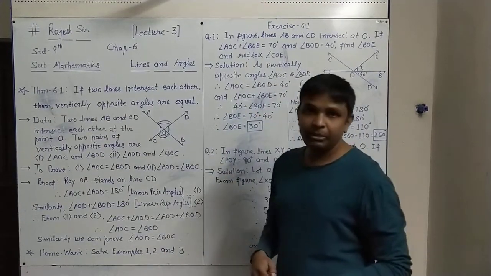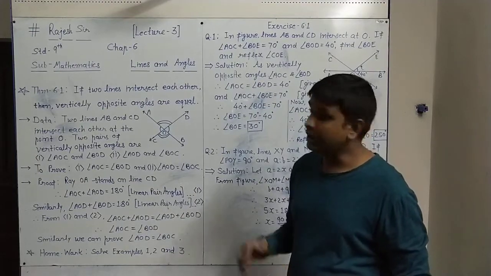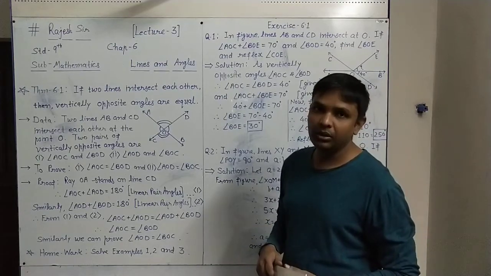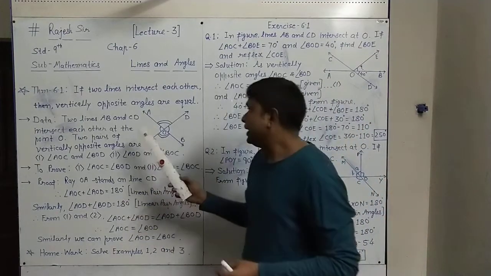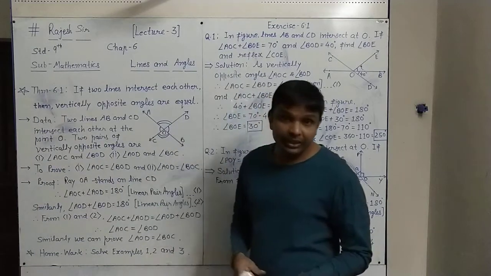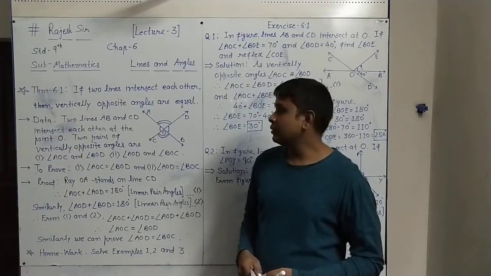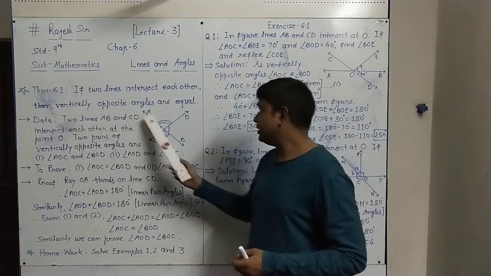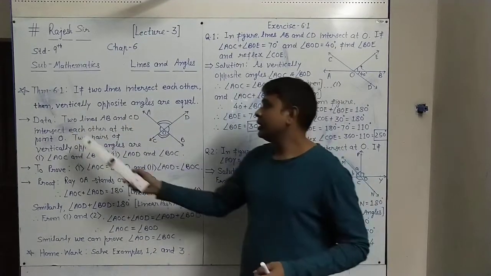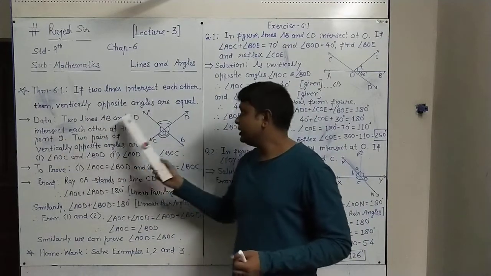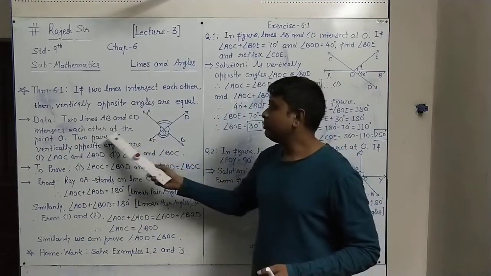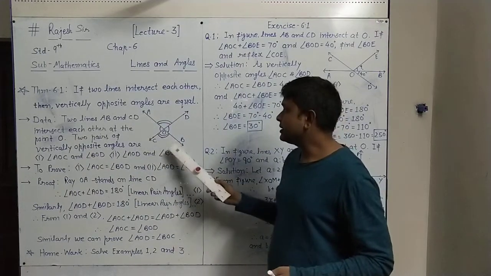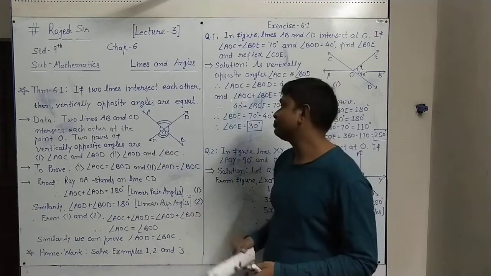That is the simple statement given. Here the theorem we have to prove is that vertically opposite angles are equal. So the data we will write here, the given things we will place first. What is given? Two lines. Let the two lines be AB and CD. They are intersecting each other at the point O. That is given: two lines AB and CD intersect each other at O.